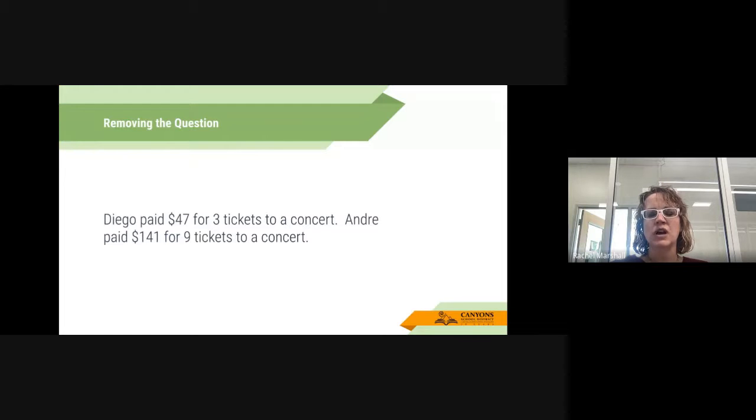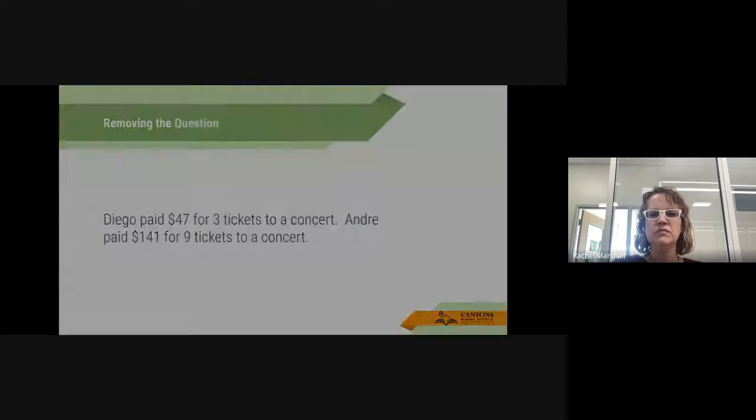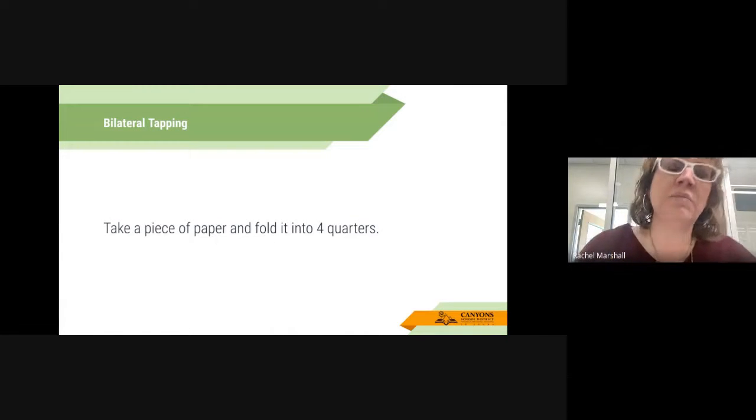So what we're trying to do is find strategies to help students step back, take a deep breath, and realize that they can do it, and give them the strategies to do it. The last one we're going to do is called bilateral tapping.